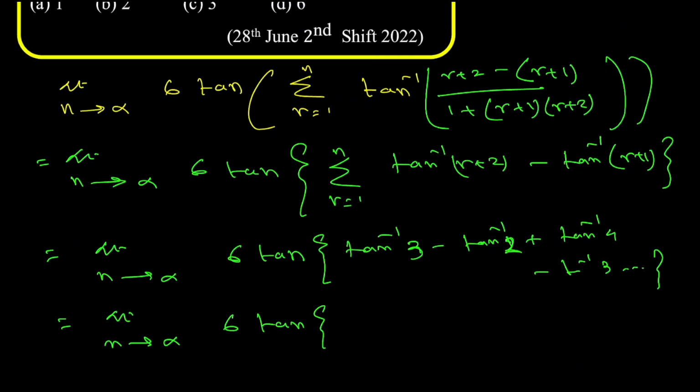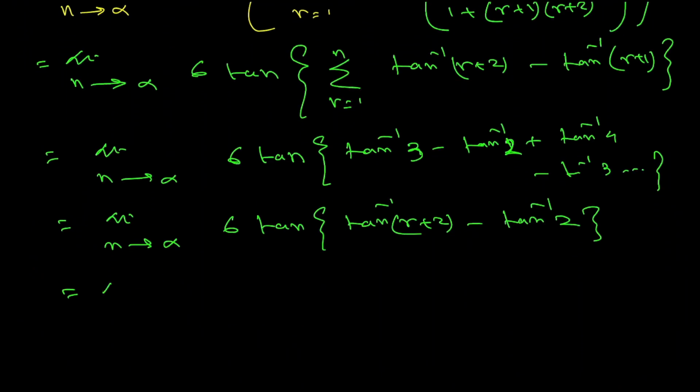In this case, finally what is coming? First term and last term, with r equal to n. Finally we are putting tan inverse of n plus 2 minus tan inverse 2. So limit n tends to infinity, we put n equal to infinity, and we are getting tan of, tan inverse infinity is pi by 2. So pi by 2 minus tan inverse 2.